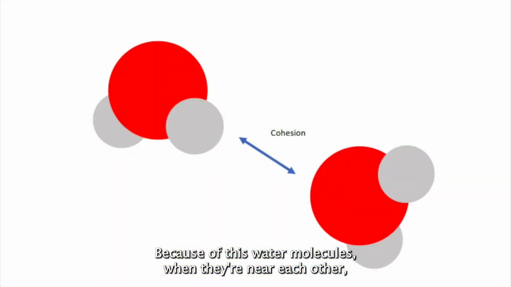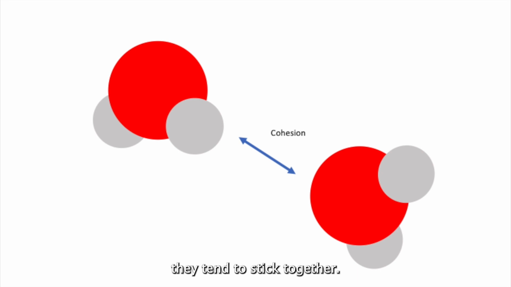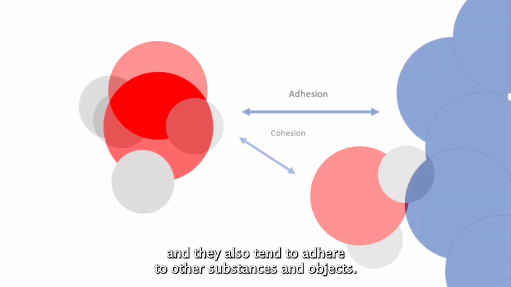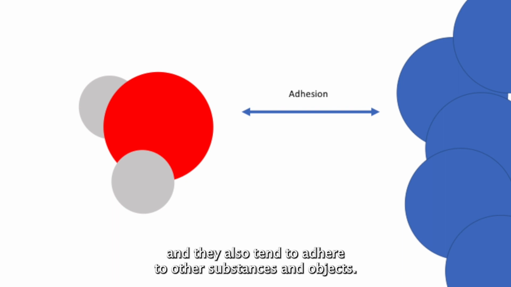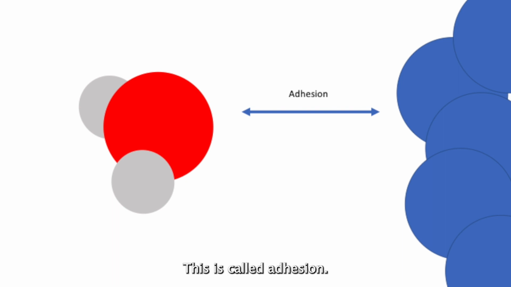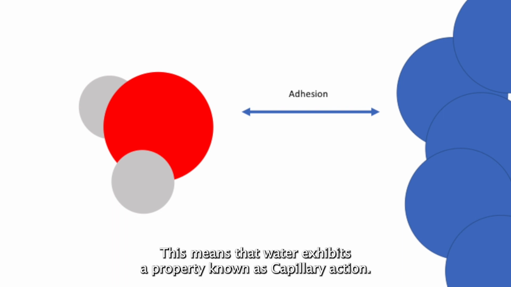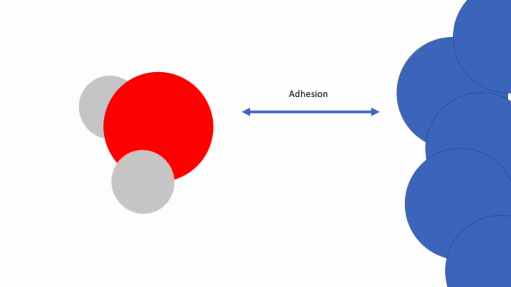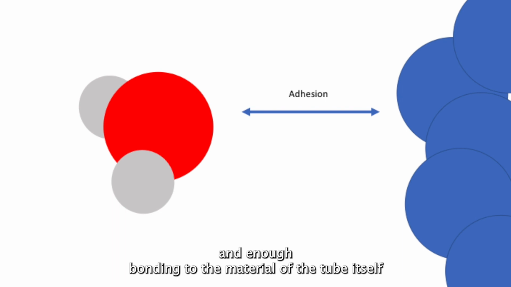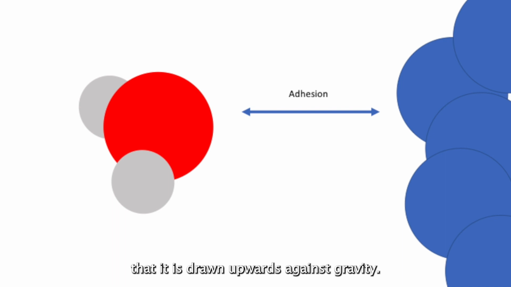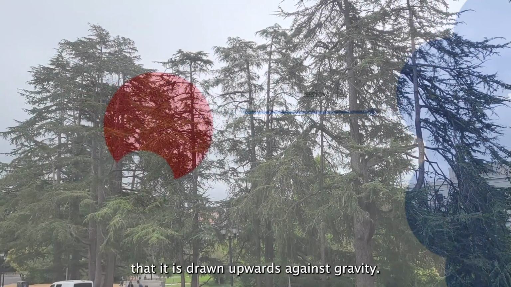Because of this, water molecules, when they're near each other, they tend to stick together. This is called cohesion. And they also tend to adhere to other substances and objects. This is called adhesion. Now, this isn't just a really cool trick for insects. This means that water exhibits a property known as capillary action. If you were to put water in a narrow tube, there's enough surface tension and enough bonding to the material of the tube itself that it is drawn upwards against gravity.